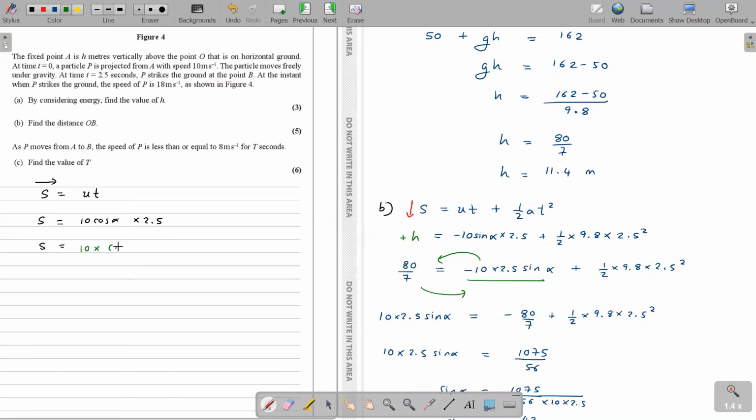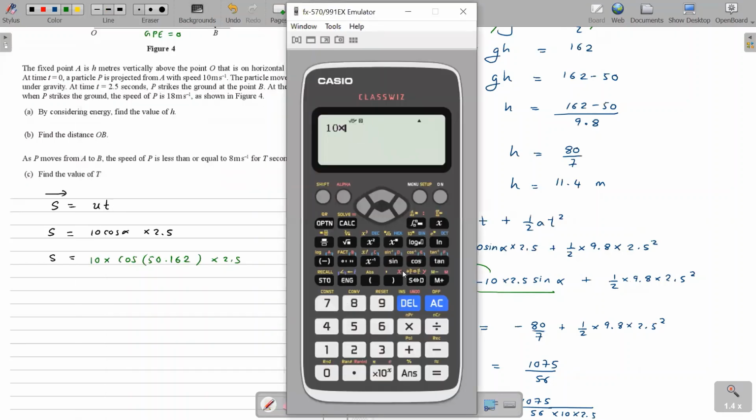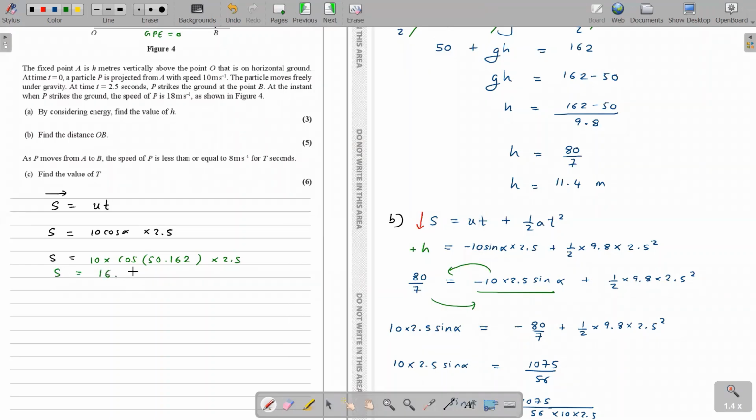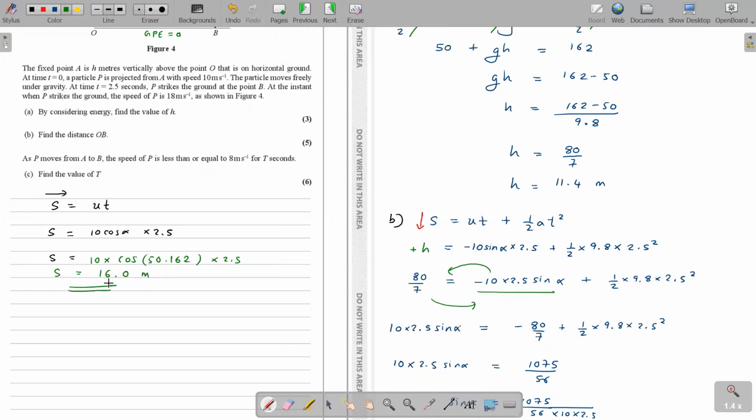10 times cos alpha, which is 50.162, times 2.5. So input the value, get the answer. 10 times cos 50.162 times 2.5. What do we get here? 16.0154. So to 3 significant figures, the OB distance is 16.01, which means 16.0. So correct to three significant figures, the answer is 16.0.